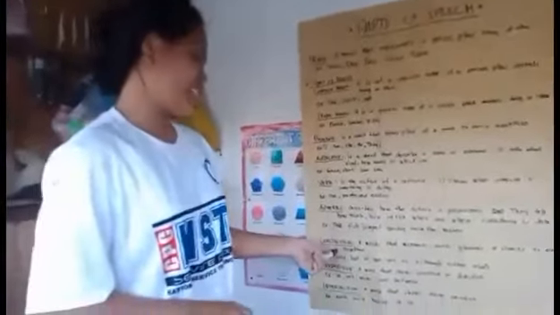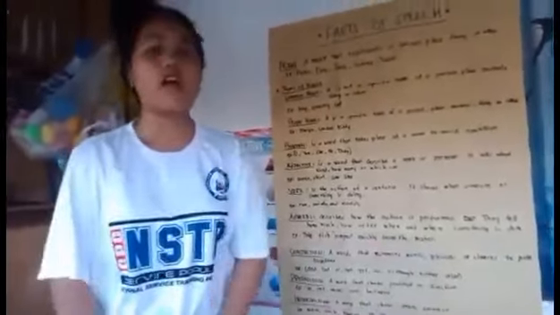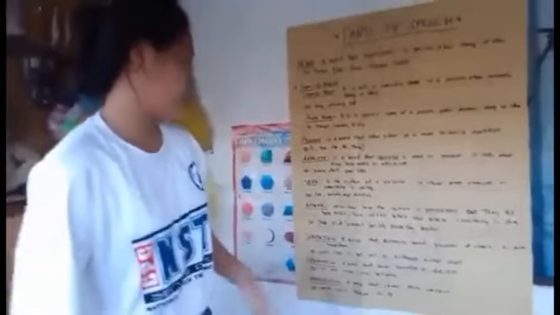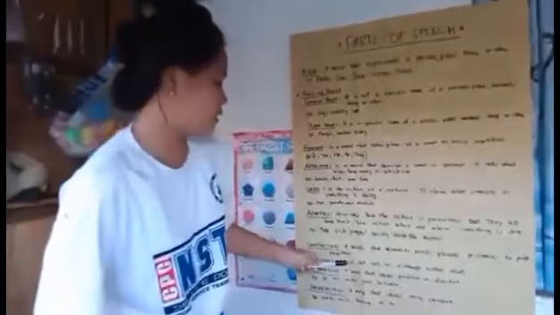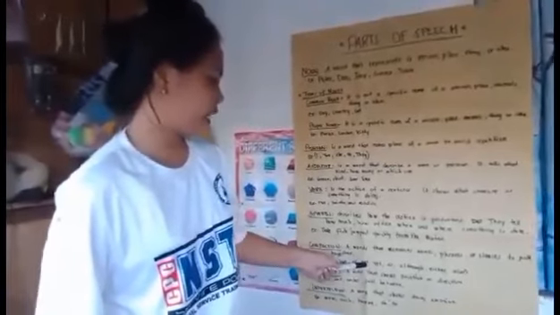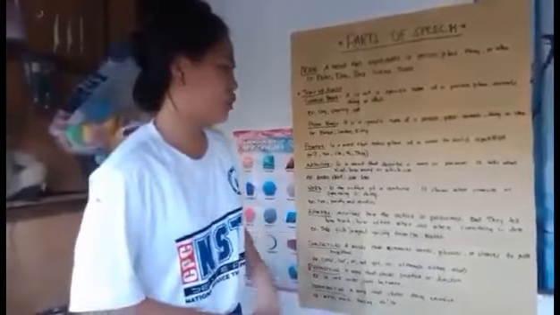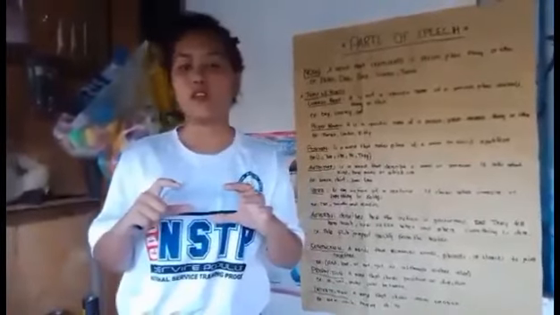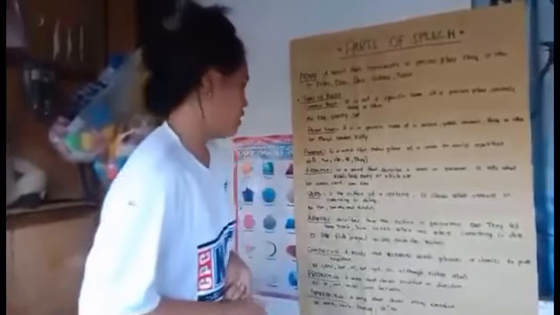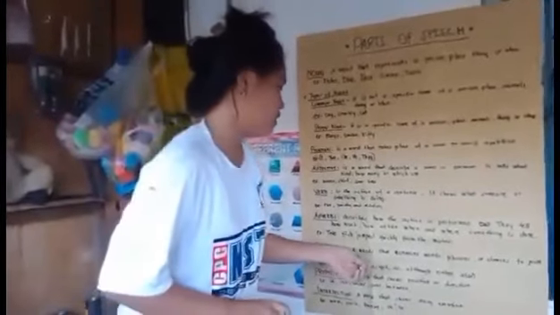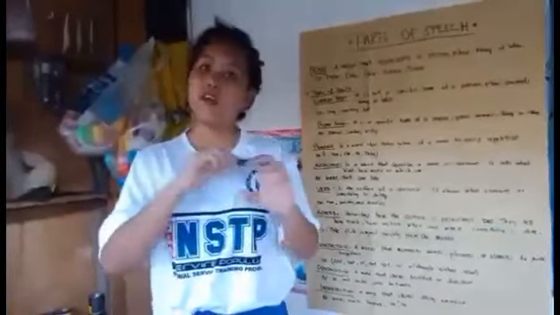Next is conjunction. A word that connects words, phrases, or clauses to join together. So, for example, and, but, or, not, yet, and so on. So, we use conjunction to connect the words, para makahimo ta og sentence, to create a sentence. So, it is used to create a sentence so that we can understand what we are writing and what we are talking.